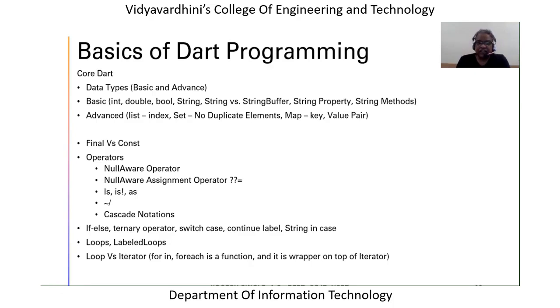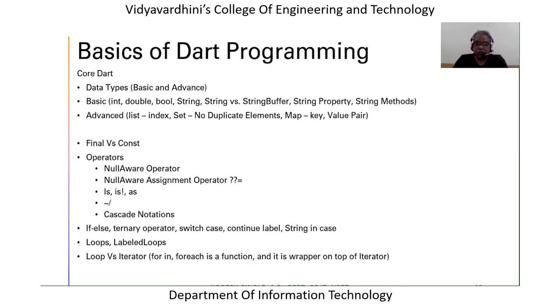Now there are a lot of things like if else, ternary operator, switch case, continue label, and the string in case. These are also going to be used in Dart as well. There is something called loops, labeled loops. Then we should come to know the meaning of loop versus iterator. We have the loop iterator, and we have so many keywords like forEach, for in, and it's a wrapper on top of the iterator. So that also we will see.